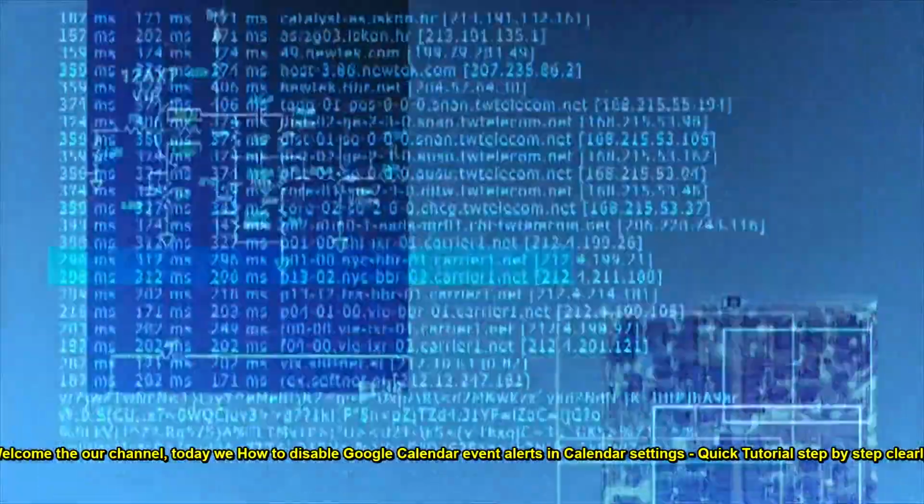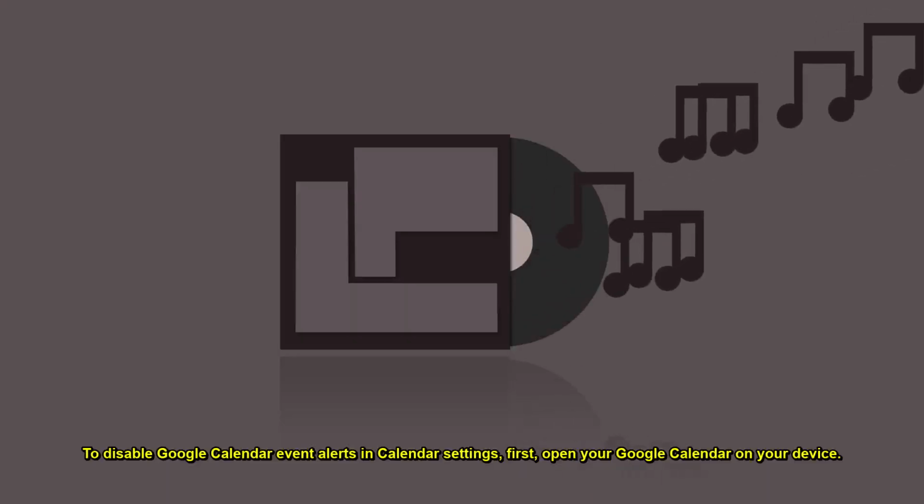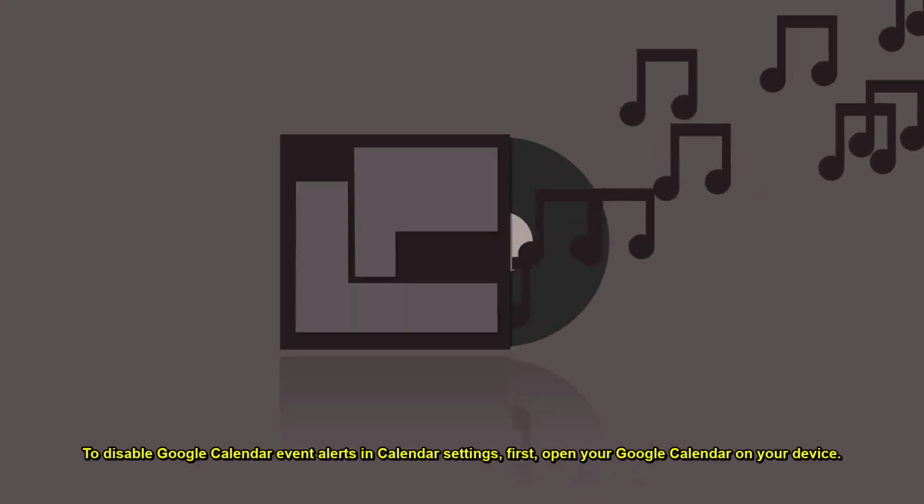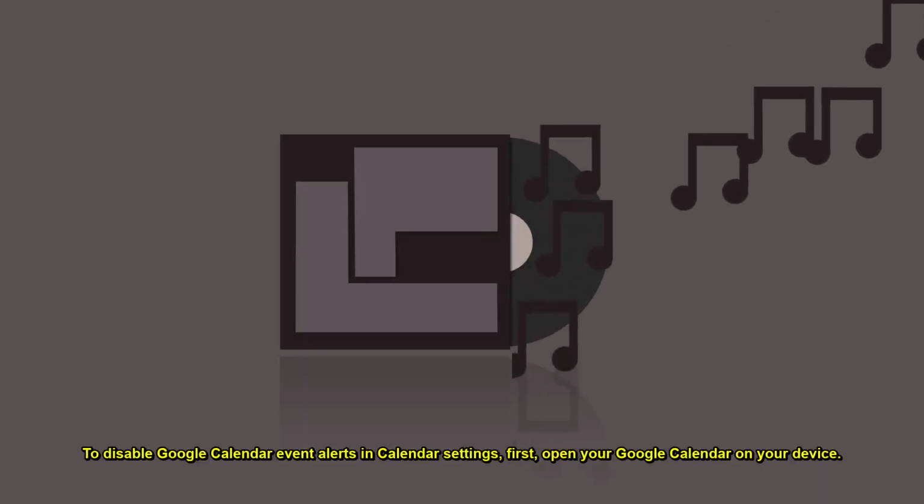Welcome to our channel. Today we show how to disable Google Calendar event alerts in calendar settings. Quick tutorials. To disable Google Calendar event alerts in calendar settings, first, open your Google Calendar on your device.